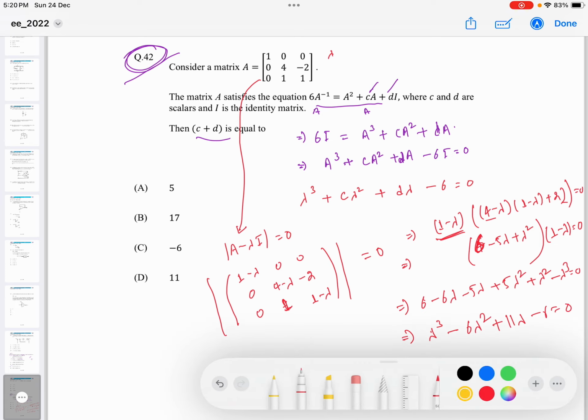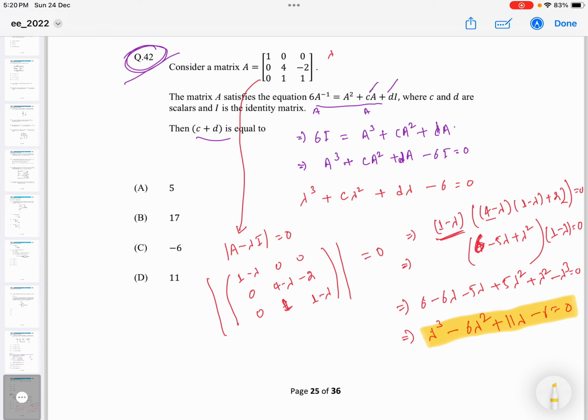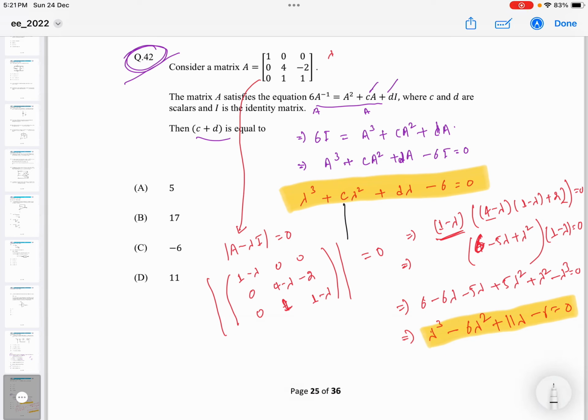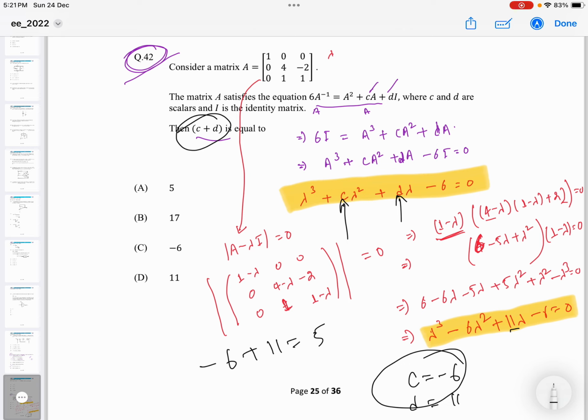Now you can compare this with the earlier equation. If you compare, you will find that the value of C is minus 6 and the value of D is 11. What we have been asked is C plus D, that is minus 6 plus 11, which is equal to 5. So the correct answer for this is 5.